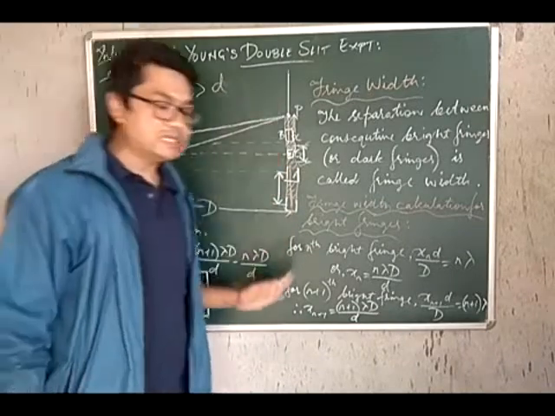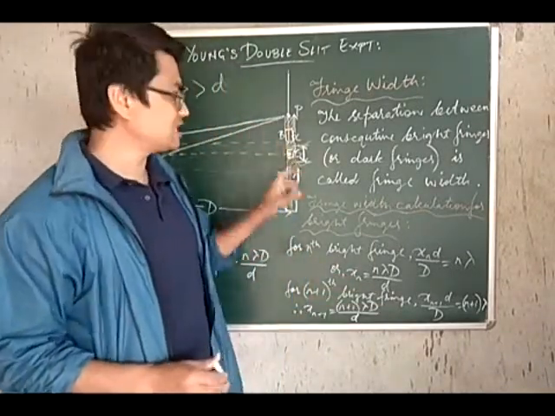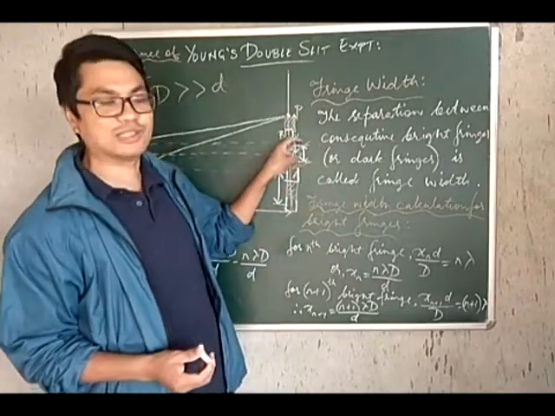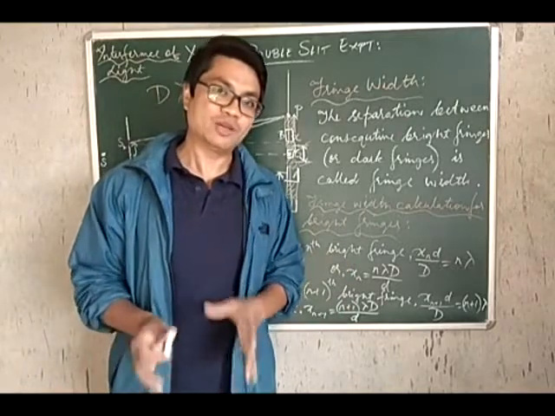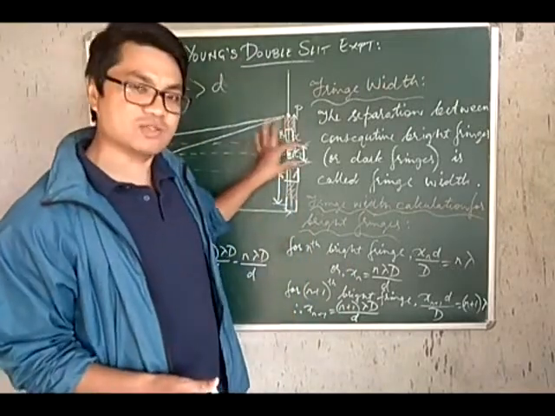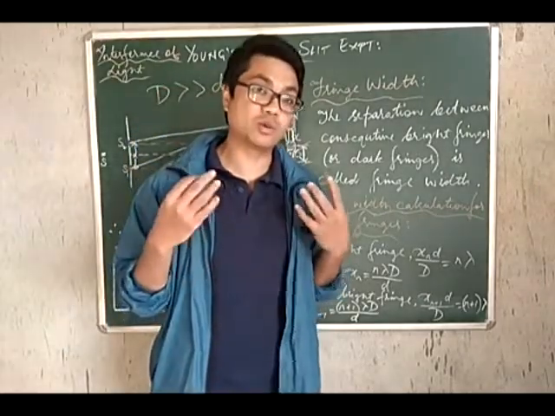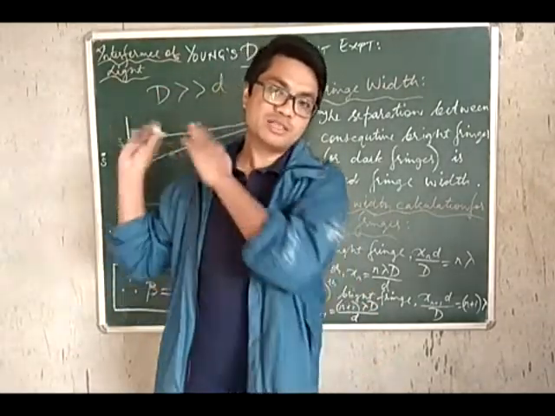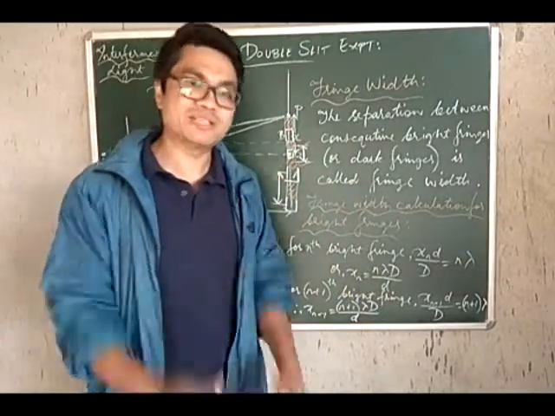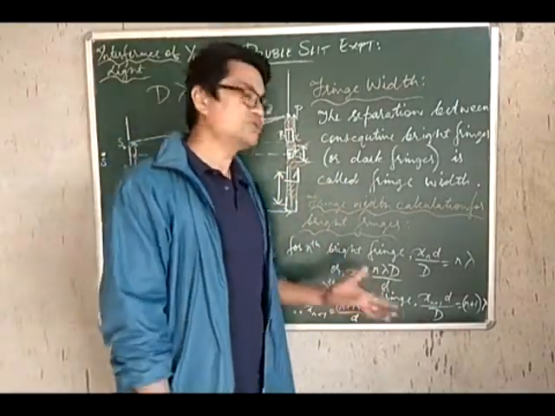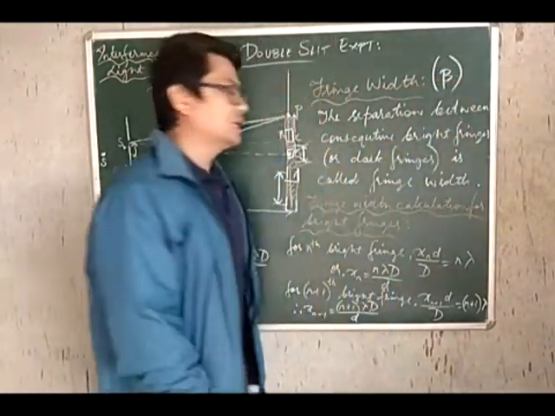And for interference, the fringe width has a constant value. Although in my picture this looks smaller and this looks bigger, they will have the same value. The separation between two consecutive dark fringes and the separation between two consecutive bright fringes is what is called fringe width. For interference, this separation and this separation will be the same, and it is generally denoted by beta. Fringe width is denoted by beta.